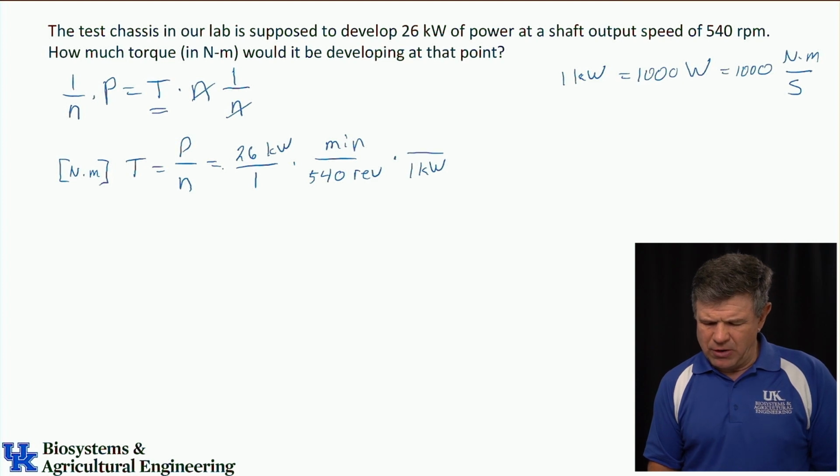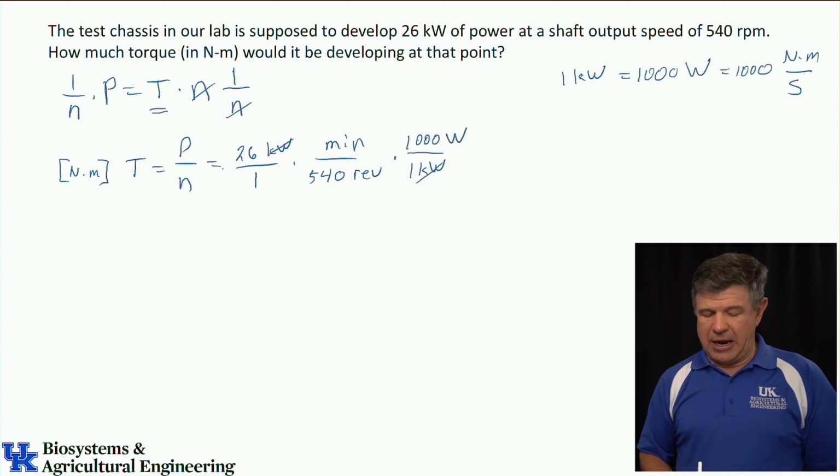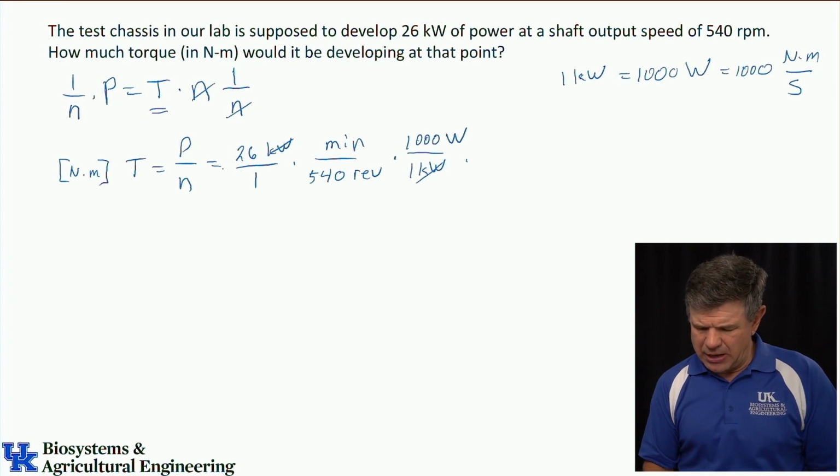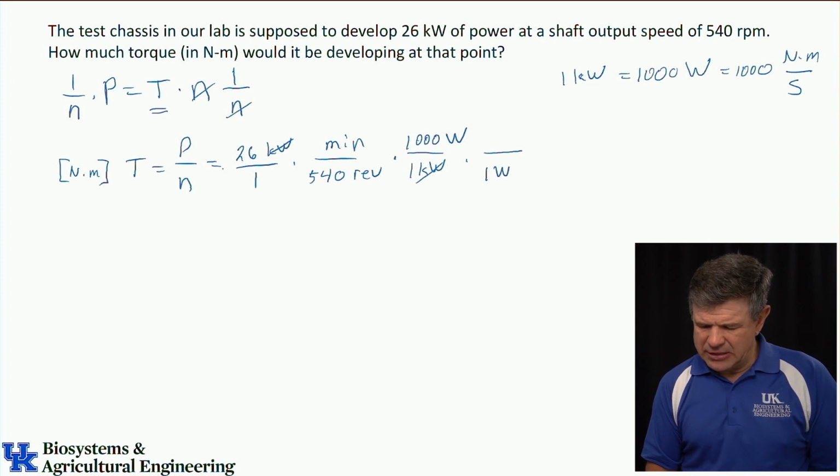For every 1,000 watts. There you go. So the kilowatt is going to get canceled off, and I've got rid of that. So what do I do with the watt? So 1 watt, again, I want to get rid of the watt. The watt is in the numerator now, so I'm going to say 1 watt in the denominator is the same thing as 1 Newton meter per second.